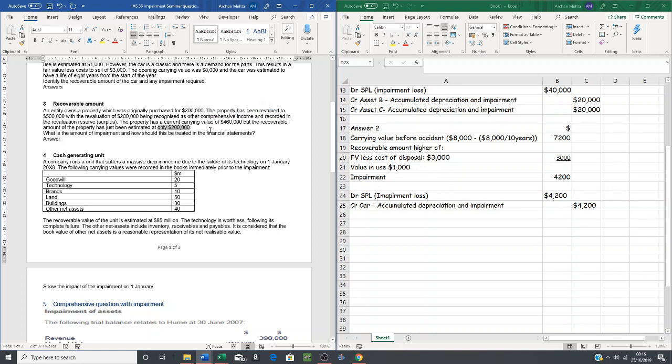We have been given the recoverable amount over here. We don't need to find it. We just need to find the impairment, and we'll need to see how we're going to account for it. So that's our main job. Pause the video, spend 5 minutes, find the impairment first, prepare the accounting entries, and then come back to the video.